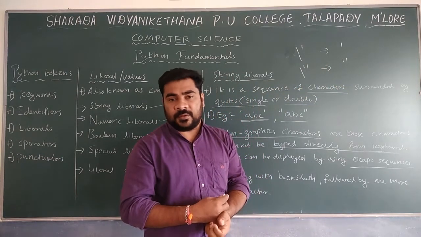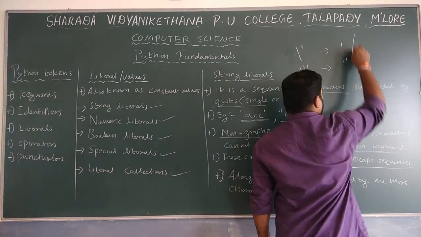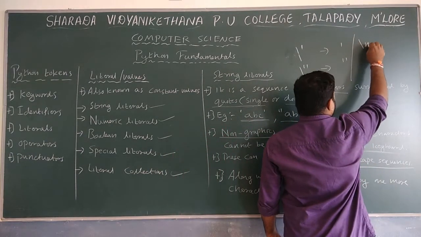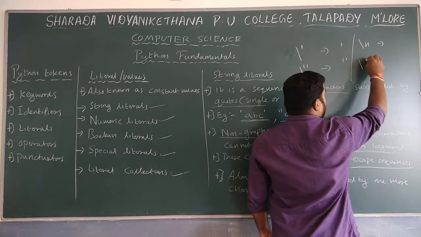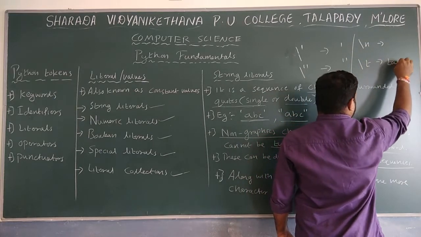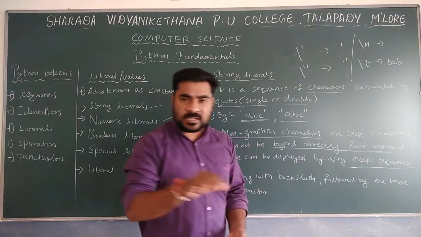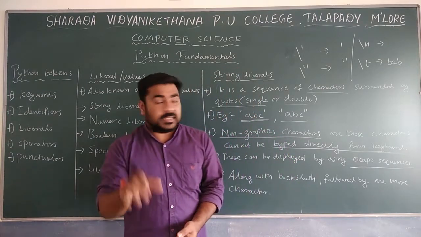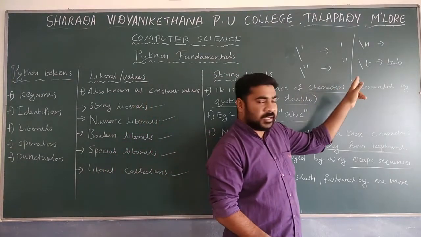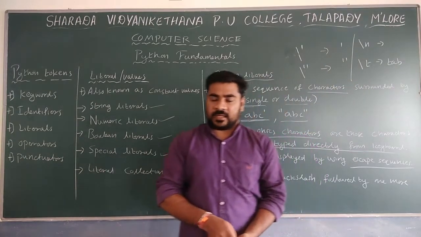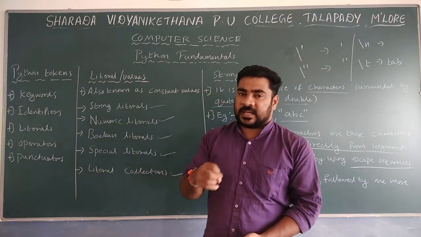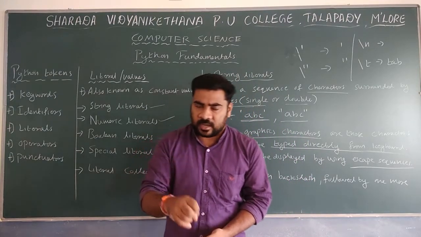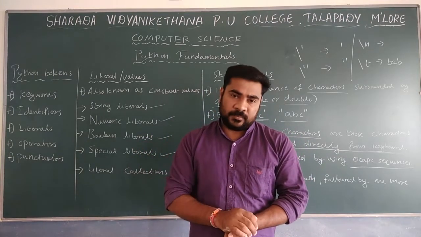Not only for printing purposes: for example, if you want a new line, the backslash can be used. Backslash t is for tab space. Normal space you can give, but whenever you want a tab space while displaying, you can use backslash t, and backslash n for new line characters. These are the different escape sequences. The escape sequence table is given in the textbook; you can go through it.